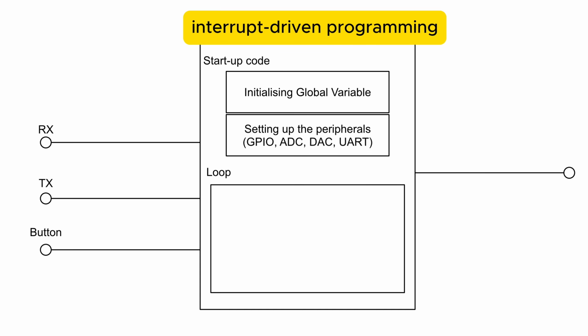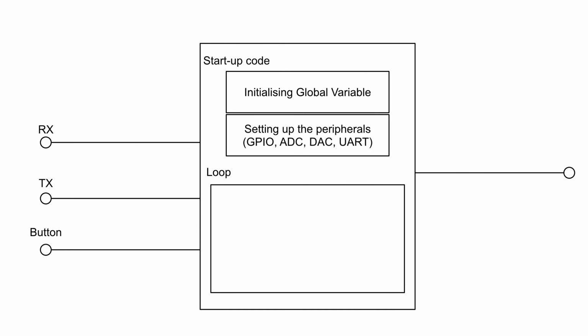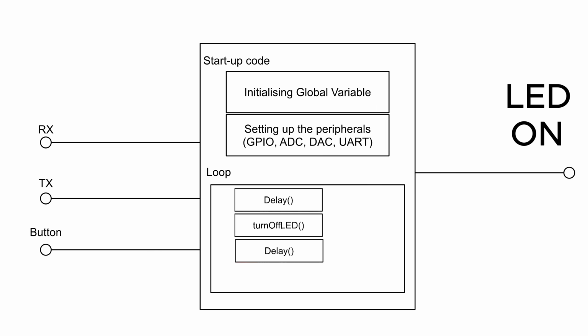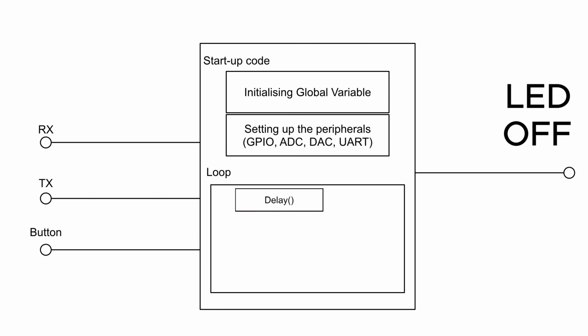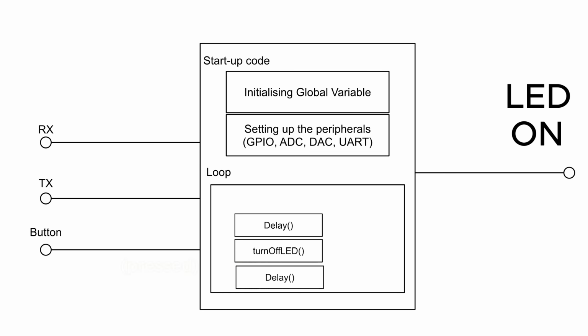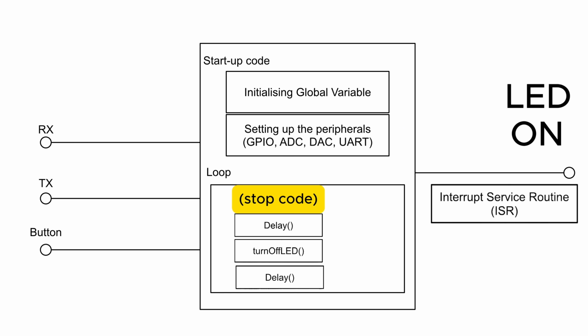Interrupt-driven programming works like this. Suppose the code runs normally just blinking LED, turn on, wait, turn off, wait, and repeat. When an interrupt is triggered, the microcontroller would stop the current code and execute the interrupt handler code, then return to the previous code after it's finished.